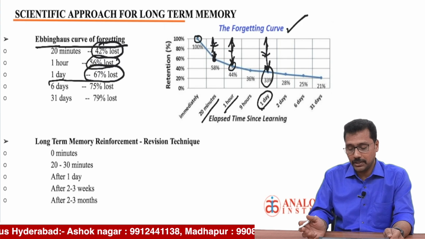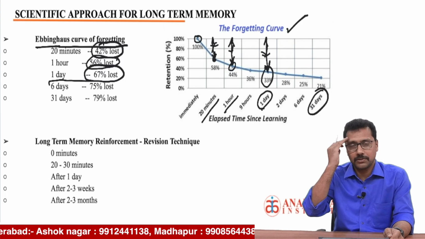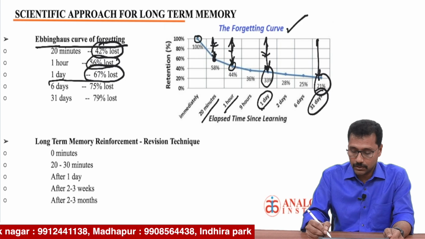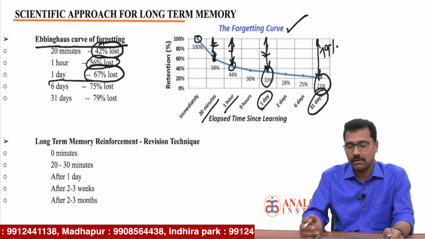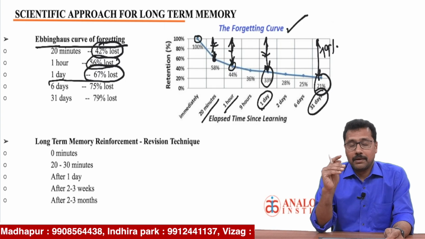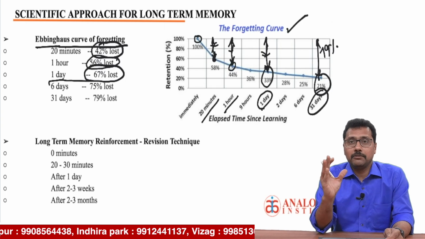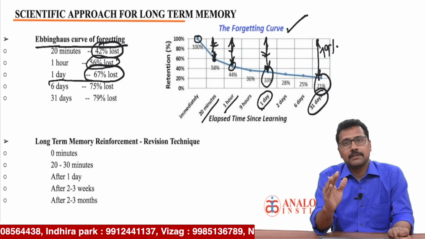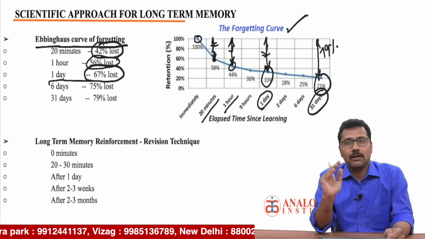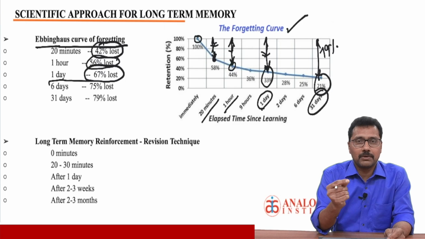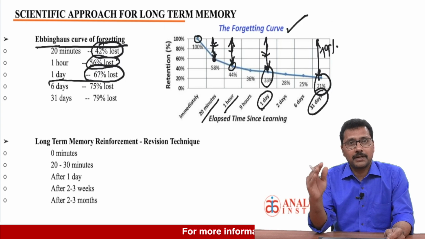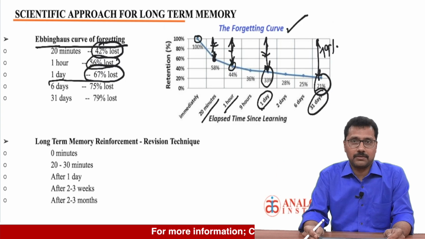If the same thing continues, in a matter of 1 month, what remains in your mind is only 21%. That means almost 79% is already lost. Dear friends, if the same thing continues, it is impossible for you to crack this civil service examination, because civil service examination is a very long term preparation. It's not about 1 month or 2 months or 3 months. It's more than 1 year, sometimes 1.5 to 2 years minimum.